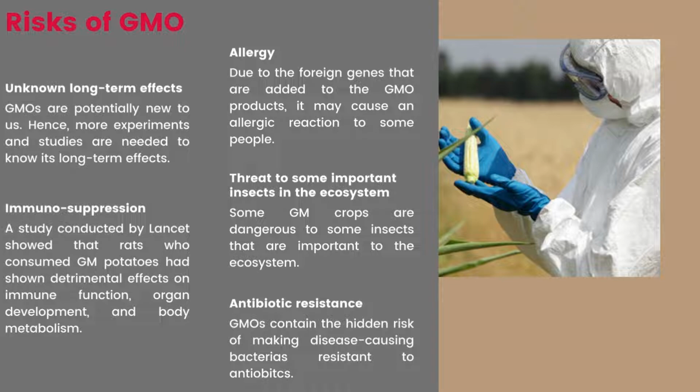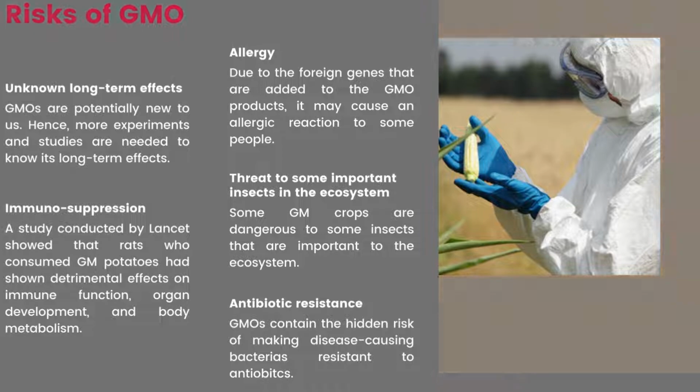The fifth risk of GMO is antibiotic resistance. The genetic modifications done to GMO products lead to the crop's resistance to pests and diseases. However, there is a small chance that genes in the food can make the genes resistant to some antibiotics.